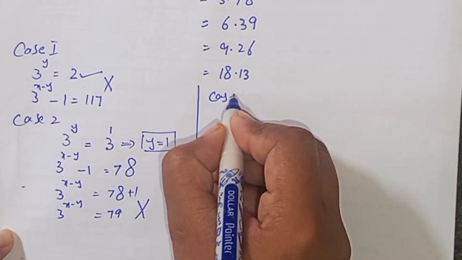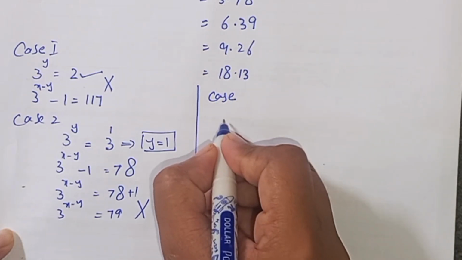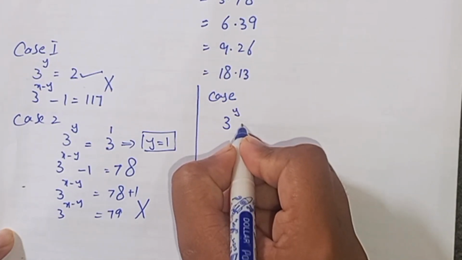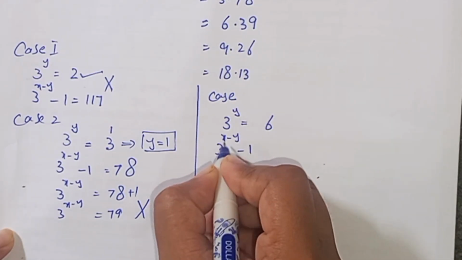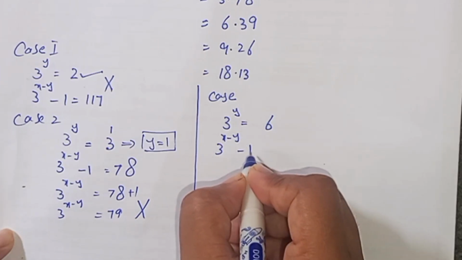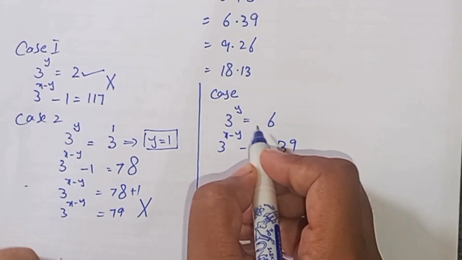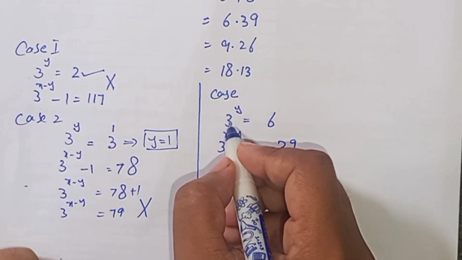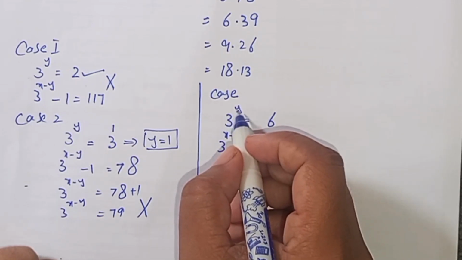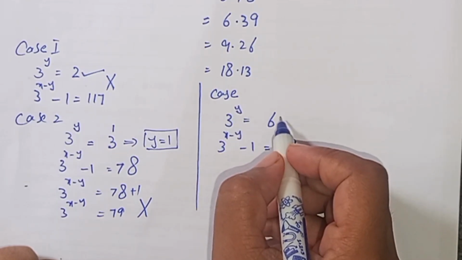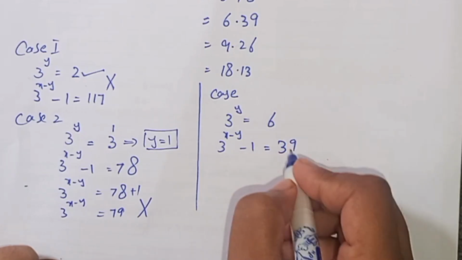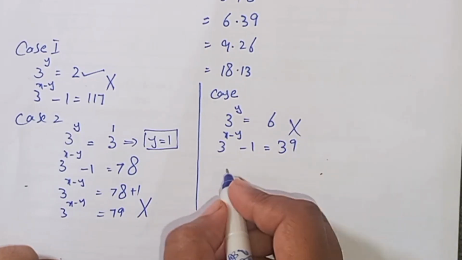Case 3 is 3 raised to the power y is equal to 6, and 3 raised to the power x minus y minus 1 is equal to 39. Now look at this, y is an integer, 3 is also an integer. So 3 raised to the power of any integer is not equal to 6. So we cannot use this case.